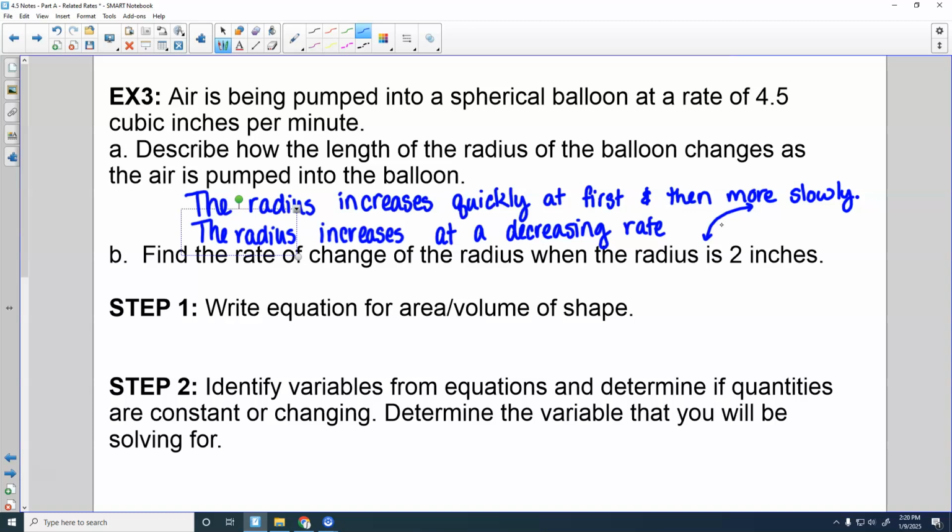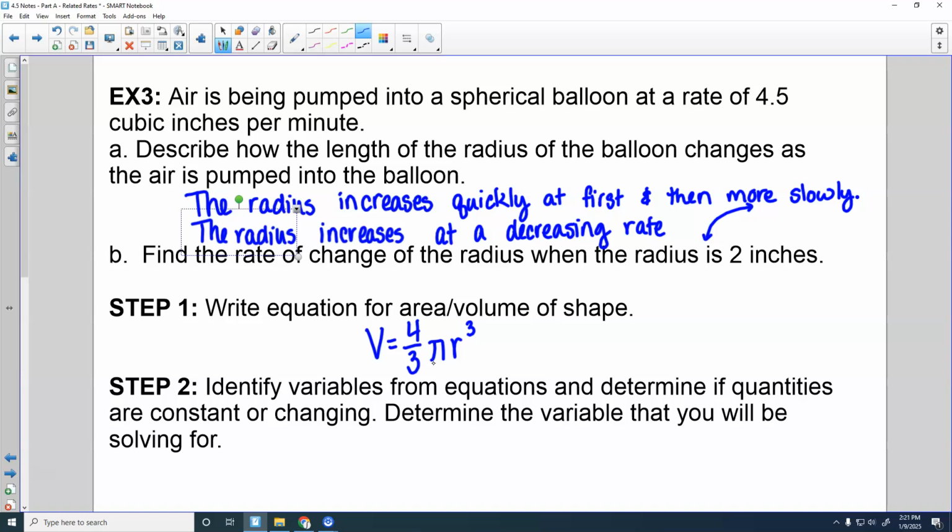B is actually asking you to do a problem, right? So first of all, we are going to need our formula. What formula would we use for a spherical balloon? Anybody remember the volume of a sphere? That one is 4/3 pi r cubed. They usually give you that in the problem. I will give it to you in the problem on a quiz or a test. The textbook probably does not, but the textbook does have a lot of area and volume formulas.